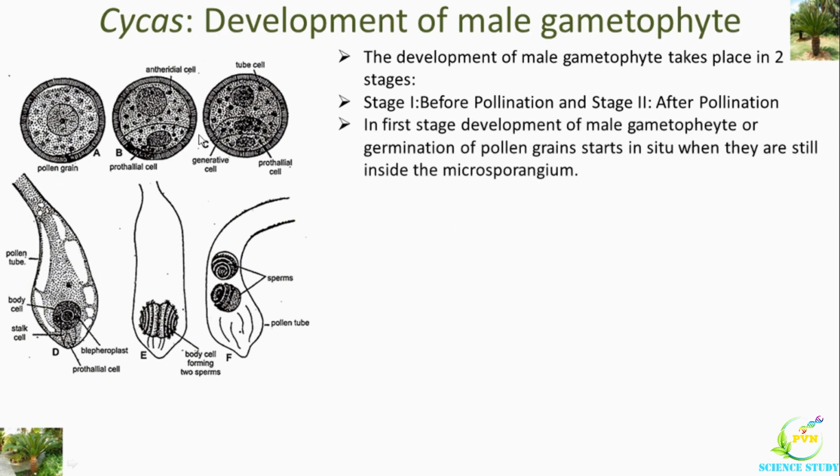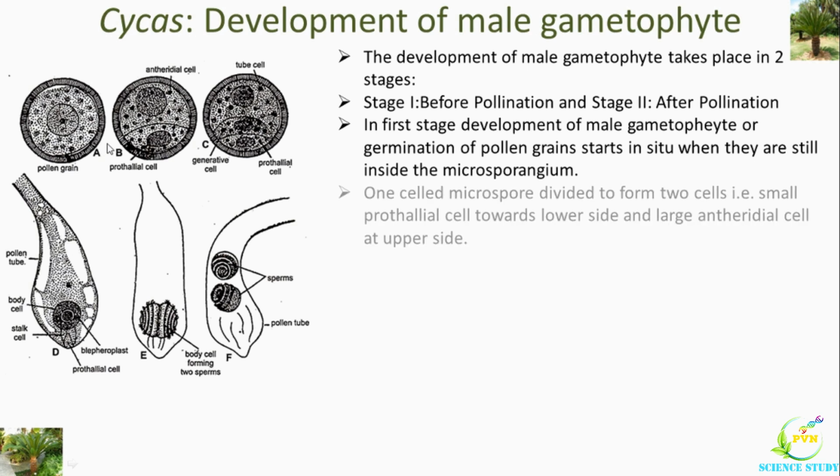In the first stage, the development of the male gametophyte, or the germination of the pollen grain, starts when they are still inside the microsporangium. So here this is the one-celled microspore. It is going to be divided by simple division, that is mitosis, into two cells. One larger cell, known as the antheridial cell, at the upper side, and one smaller cell, known as the prothallial cell, at the lower side.